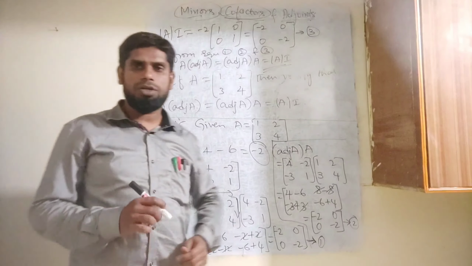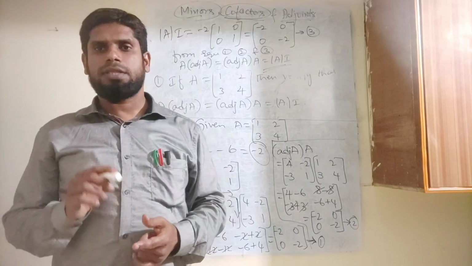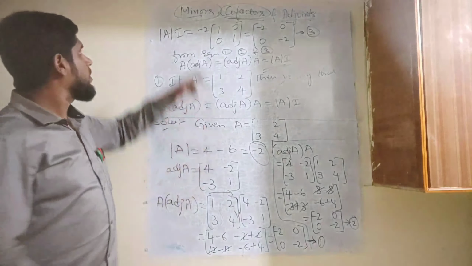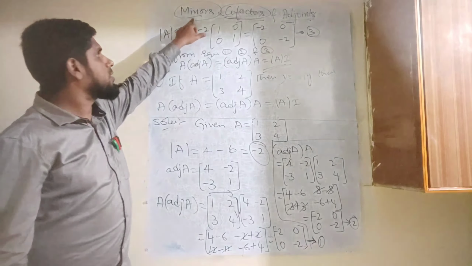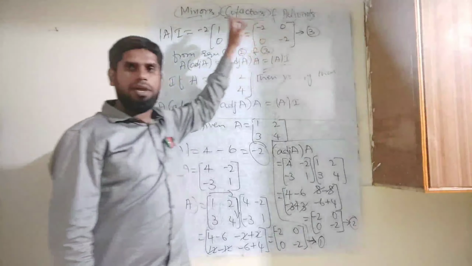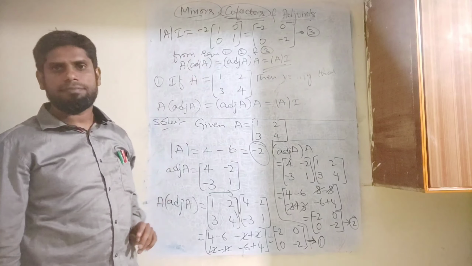I hope, students, you understood today's three concepts which we discussed in this video. The first concept is minor, the second is cofactor, and the last one is adjoint. All three are very important.